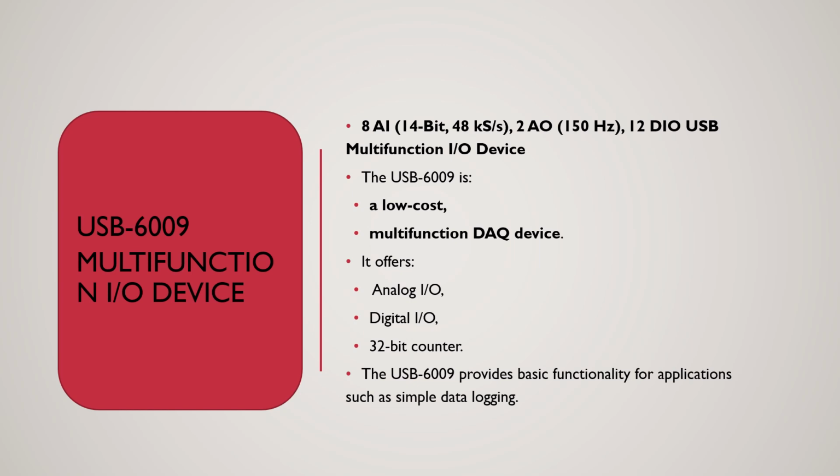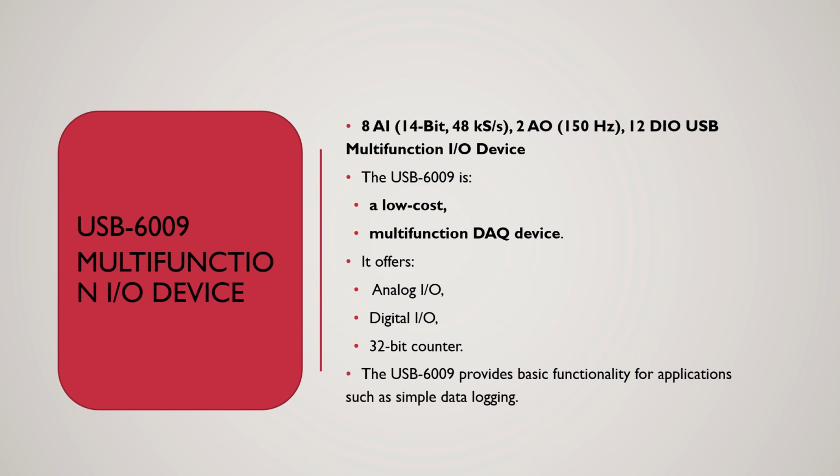USB-6009 is a type of data acquisition. We have 8 analog input and 2 analog output and 20 digital input and output. The sampling rate of this data acquisition is about 48 kilosample per second, and it has 8 analog input with a resolution of about 14 bit. This is a low-cost, multifunction data acquisition.